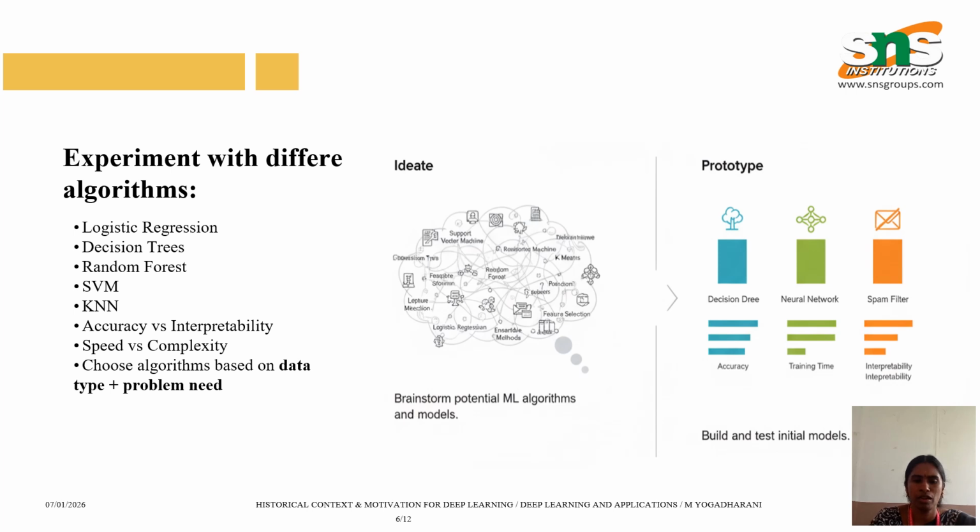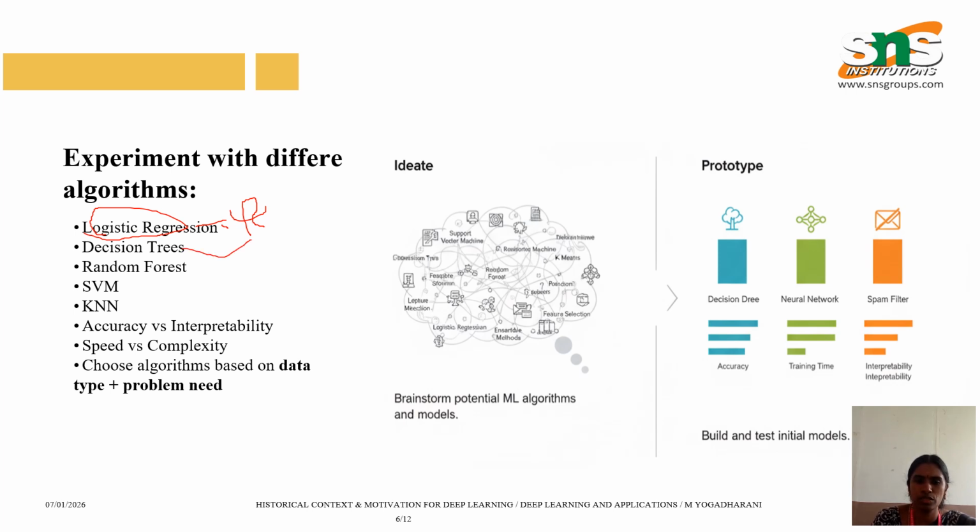The next one is the ideate part. There are many algorithms for classification and each works differently. Here, logistic regression is simple and fast. The name might say regression, but it is useful for classification in supervised learning tasks. And then, decision tree.